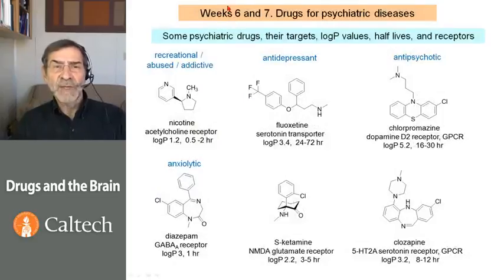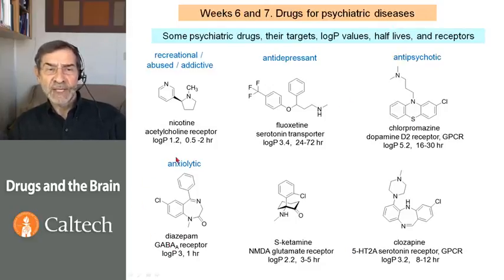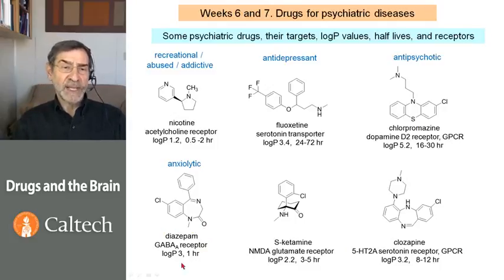And then in the rest of week 6 and all of week 7, we're going to be discussing drugs for psychiatric diseases. We'll begin in week 6 by talking about anxiety and the drugs that are effective against anxiety. The classical anxiolytic drug is diazepam, and we'll talk about its action and its advantages and limitations.